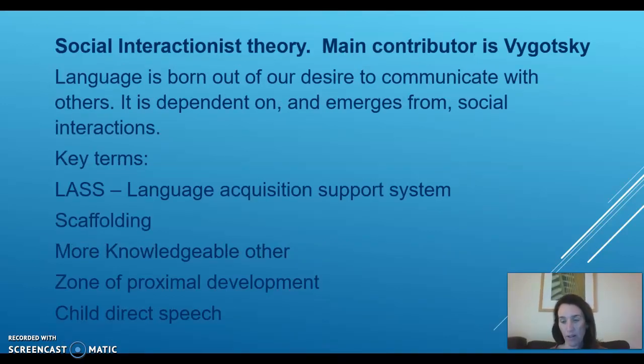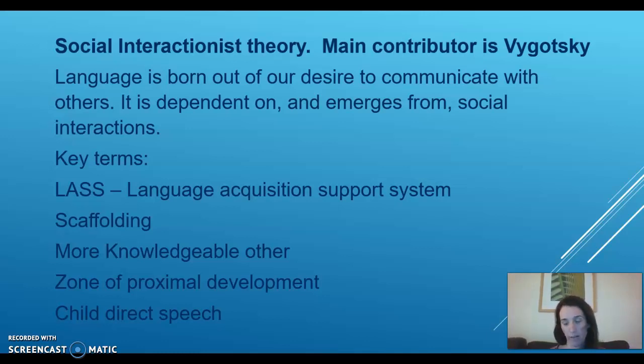And our third theory that we're going to look at is the social interactionist theory, or sometimes known as the sociocultural theory. Vygotsky has contributed to this theory. Language is born out of our desire to communicate with others. It is dependent on and emerges from social interactions. As you're conducting all your research, you will come across some of these key terms.